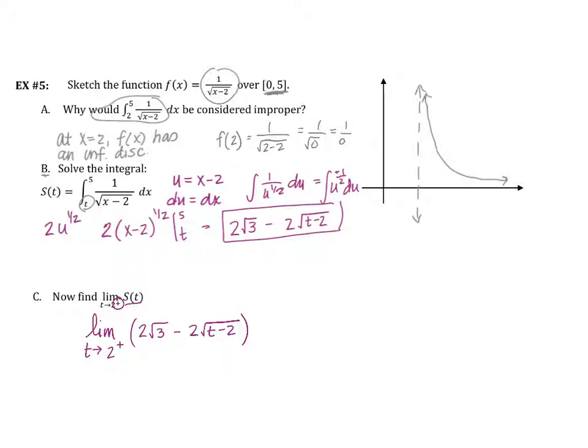So if we're coming in from 2 on the right side, notice that this portion right here, if I think about plugging in values, if I let t be 2.0001, and we could go on forever, minus 2, notice that whole value there is getting super duper close to 0. And so 2 times 0 is still 0. So it looks like that is just going to turn into 2 times the square root of 3.